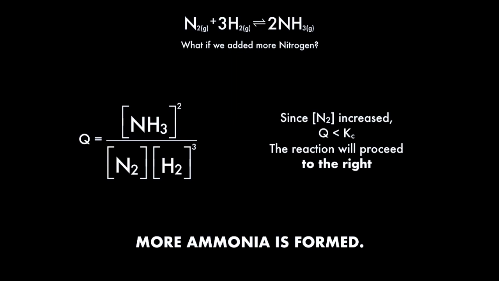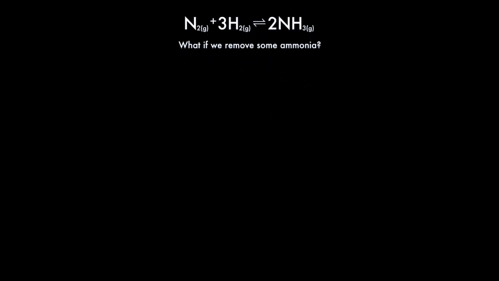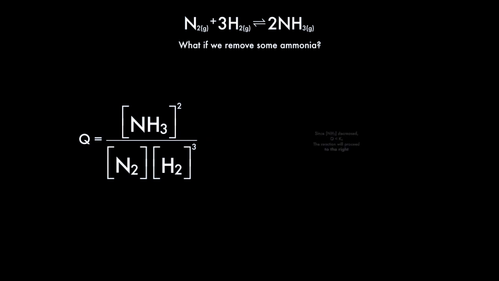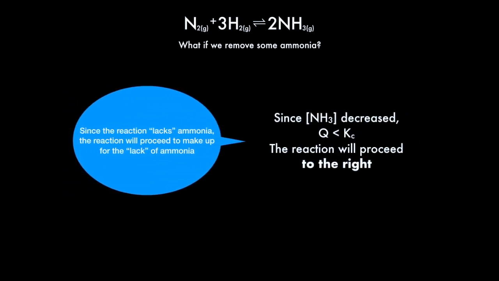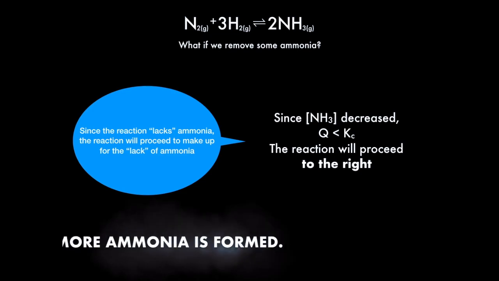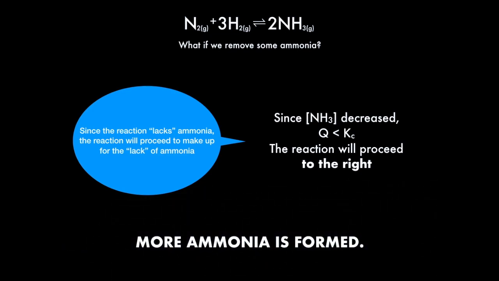To put it bluntly, since you put in more reactants, the reaction will have to form more products in order to go back to equilibrium. Now, what if we remove some ammonia instead? Again, you can analyze it using Q, or you can just think that since you removed ammonia, there will now be a lack on the product side, and the reaction will proceed in order to make up for this. So, more product, and therefore more ammonia, will be formed.